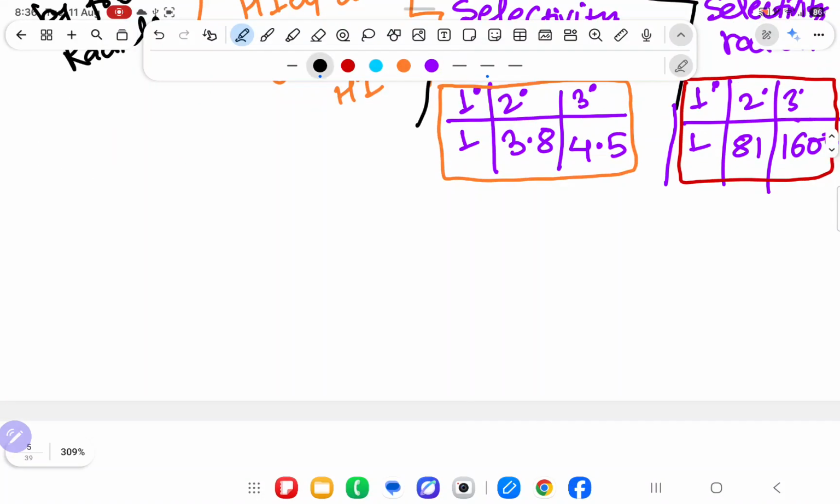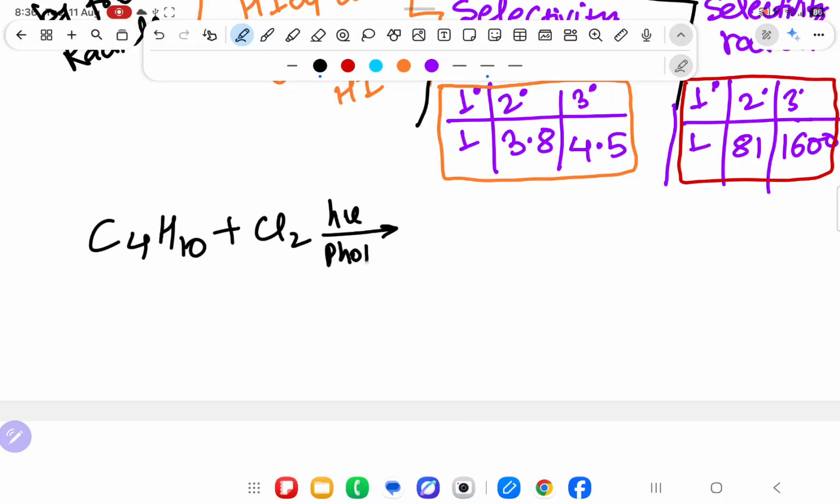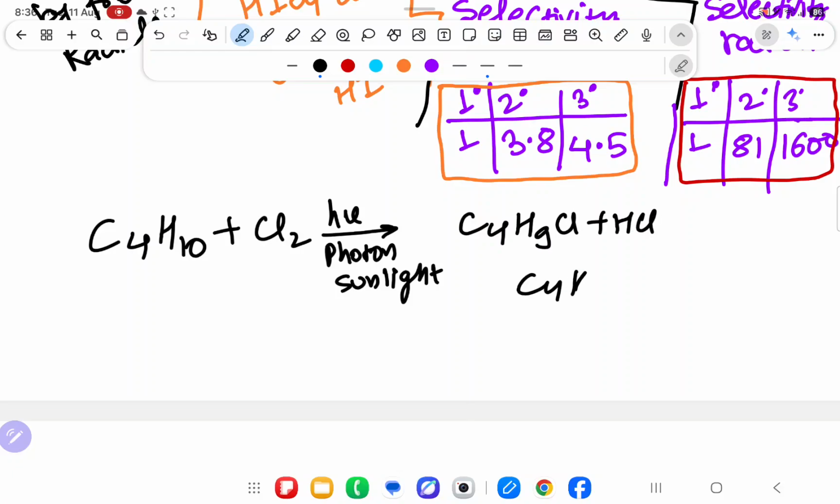Suppose whenever I am writing like this, CH4 plus, or in place of CH4, I will take something different. Suppose I will write C4H10 plus Cl2 in presence of h nu, photon or sunlight. It will form C4H9Cl plus HCl. The intermediate is C4H9 dot. I am not going to write the intermediate again and again.